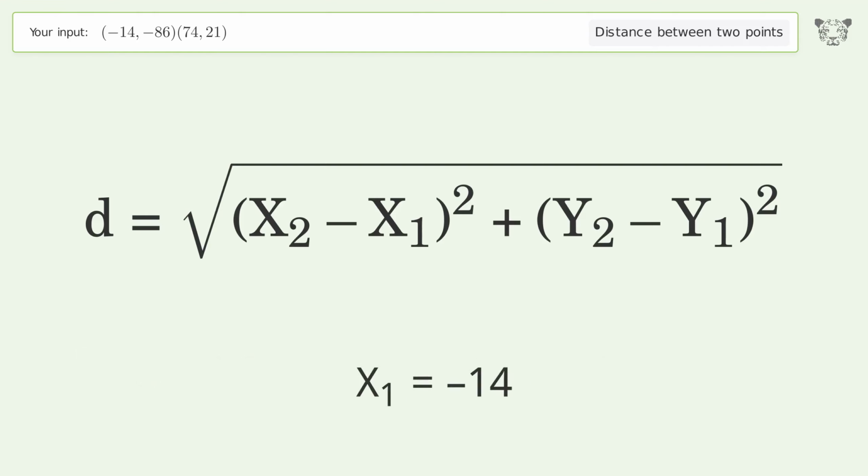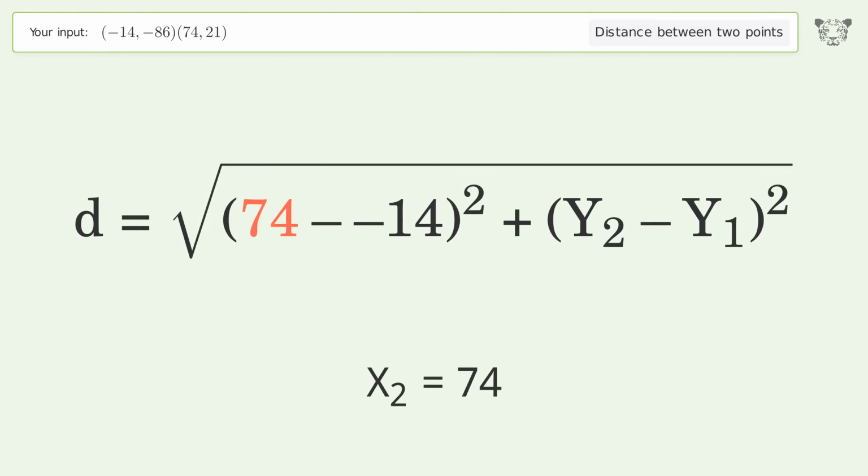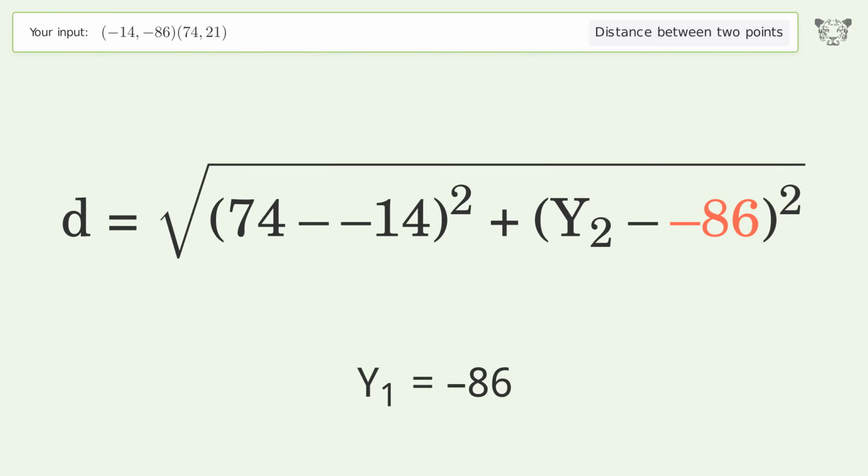x1 equals -14. x2 equals 74. y1 equals -86. y2 equals 21.